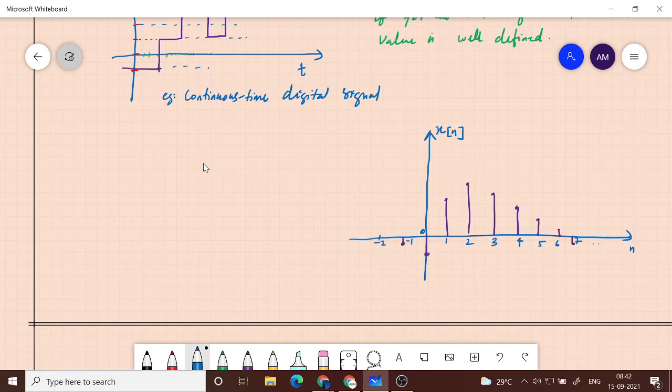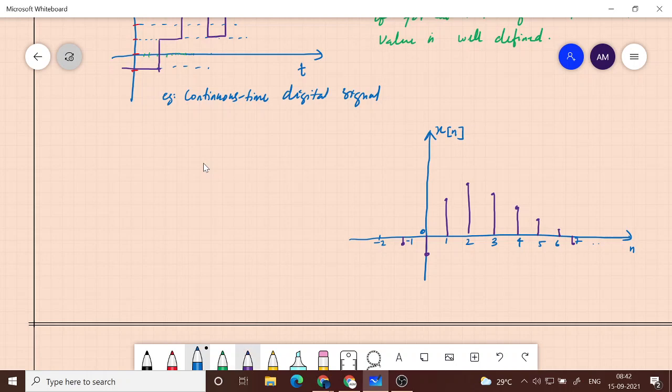So if you look, the signal is defined only for certain instances of time, or not for all instances of time. So between 0 and 1 I don't have a definition or a value for the signal. It is undefined. After 1, then only 2, nothing between. So n is an index which gives the instances at which the signal values are defined.